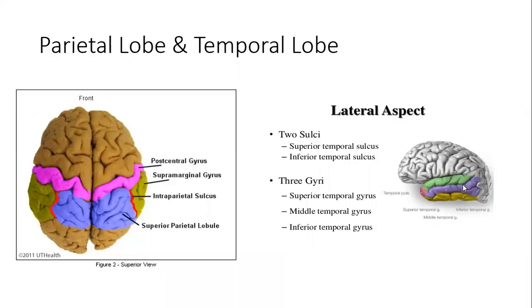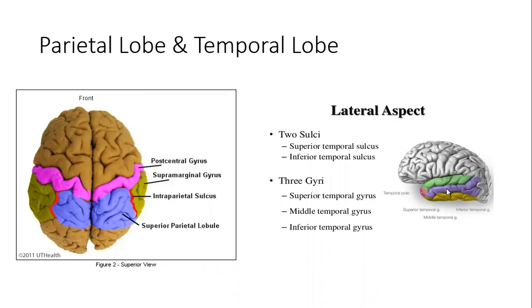So here we have the temporal lobe. This temporal lobe lies below the lateral sulcus, which is separating it above from the frontal lobe and parietal lobe. This lobe is divided with the help of two sulci into three gyri. The sulcus above which lies the superior temporal gyrus is labeled here as the superior temporal sulcus.